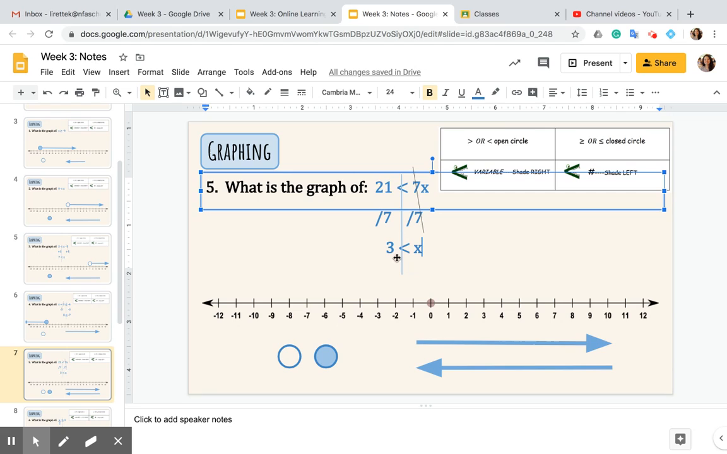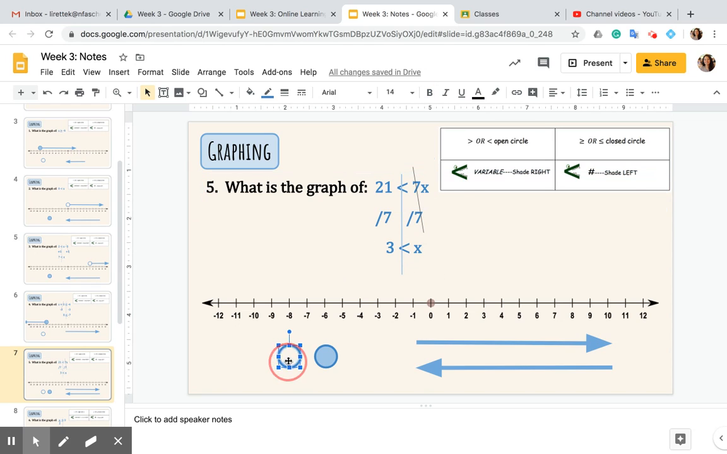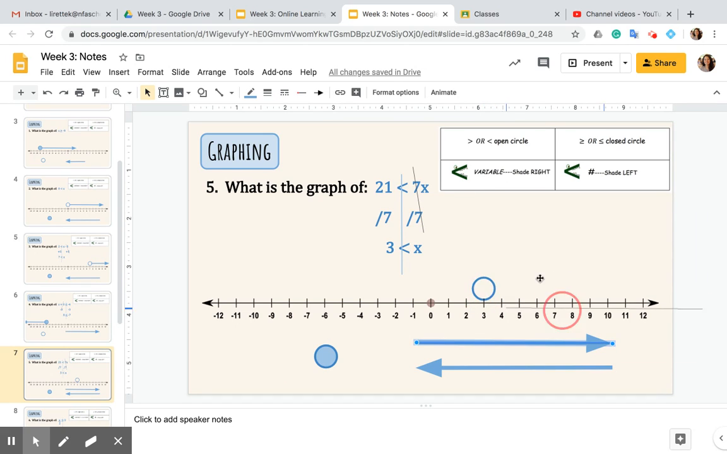My variable is alone. I can graph this. I need to find 3 on my number line. Here it is. No bar underneath means I want an open circle. If I look at the symbol like a mouth, it's eating the variable. I shade to the right.